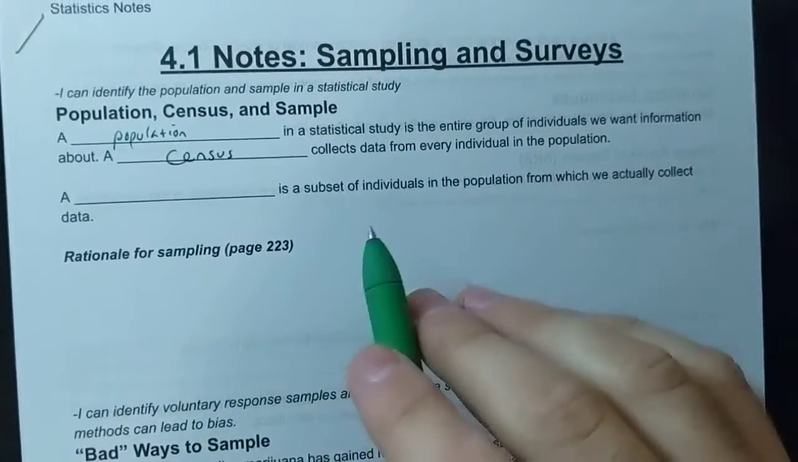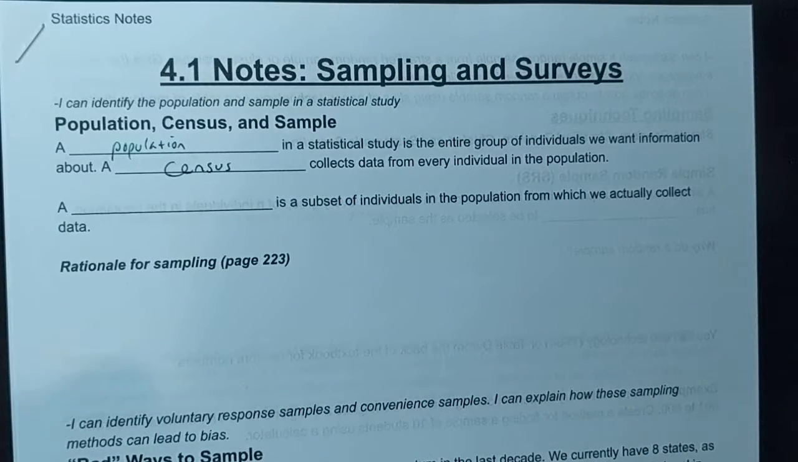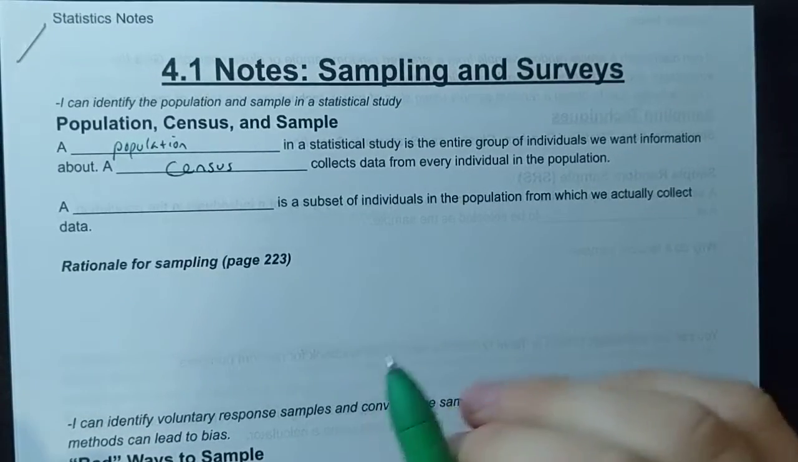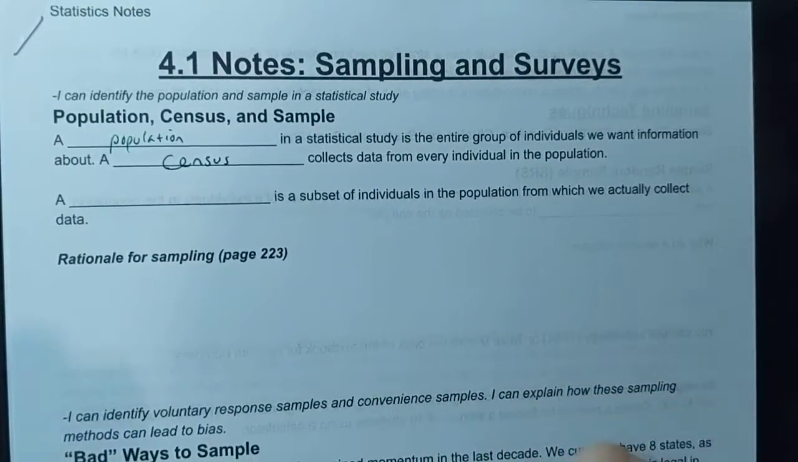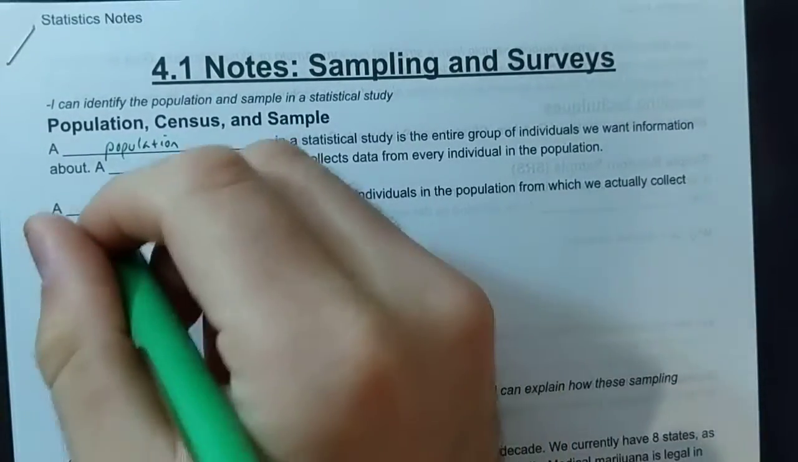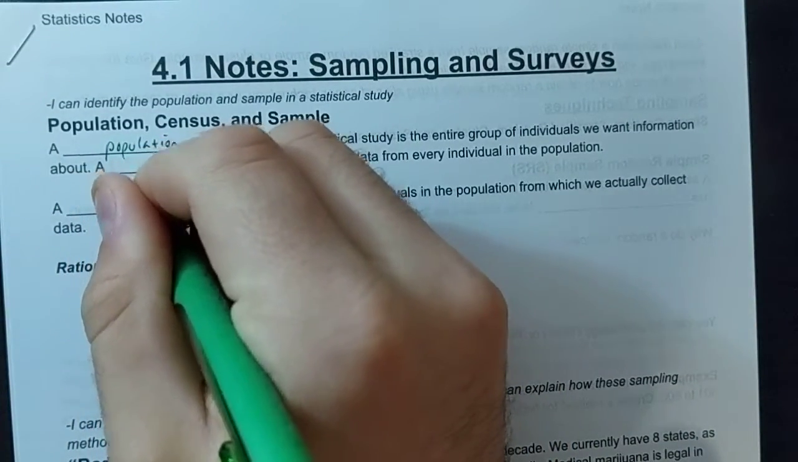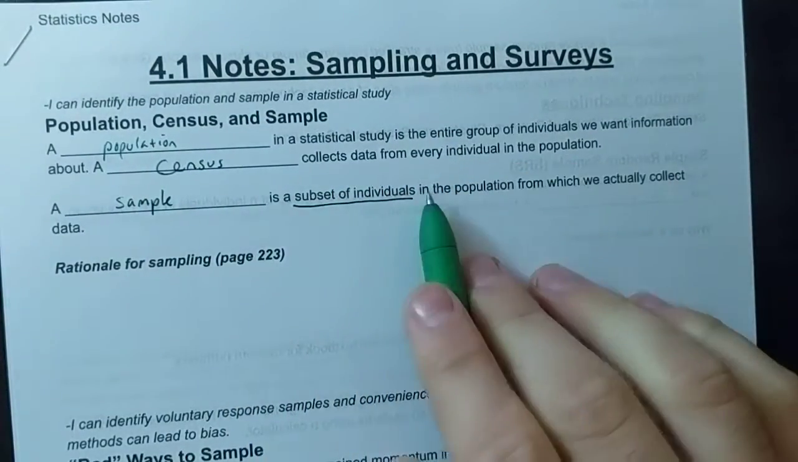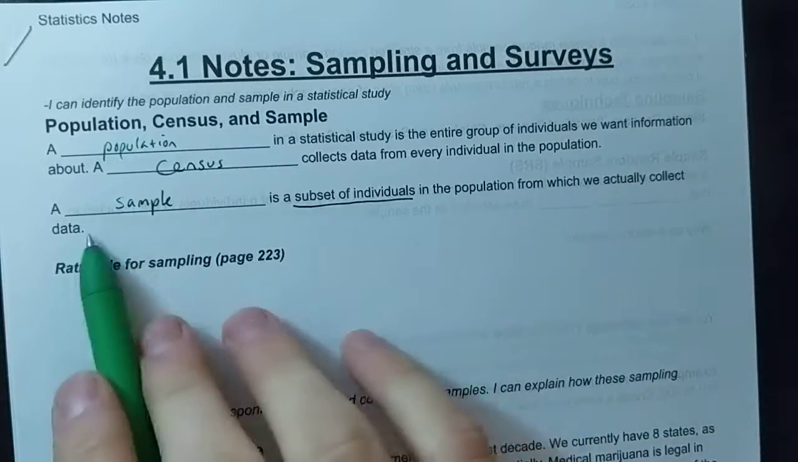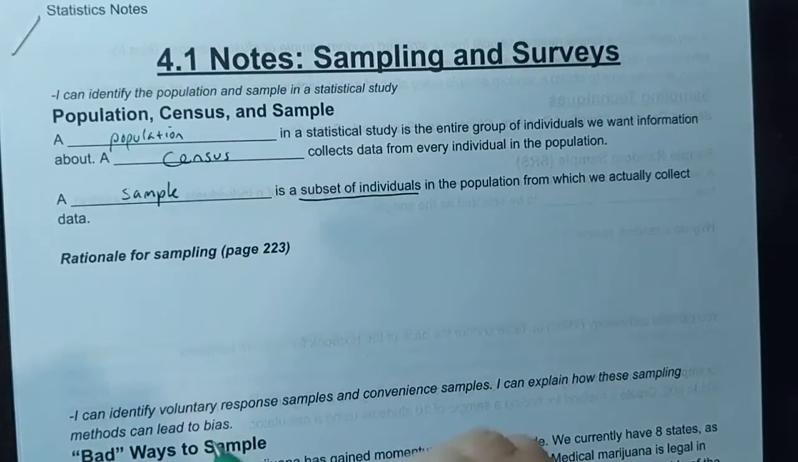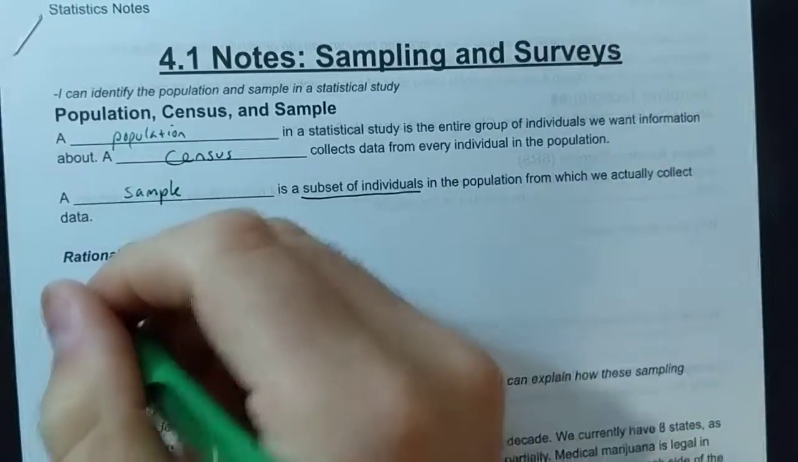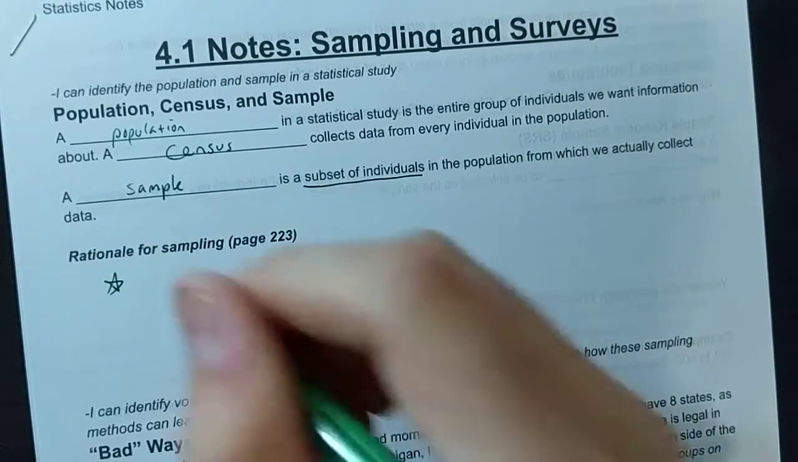So if your large group is what you're trying to study or infer about, and you're trying to get every single person's opinion or survey every single person, that's what's called a census. You're doing the entire population. A sample is different in that you don't do every single person. It is a subset of individuals in the population from which we actually collect the data. So instead of doing the entire group of people you want to infer about, you just do a small sample of those.